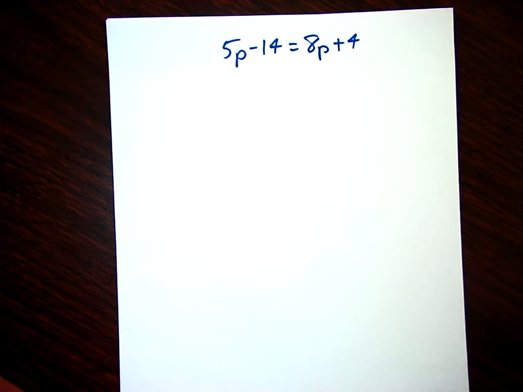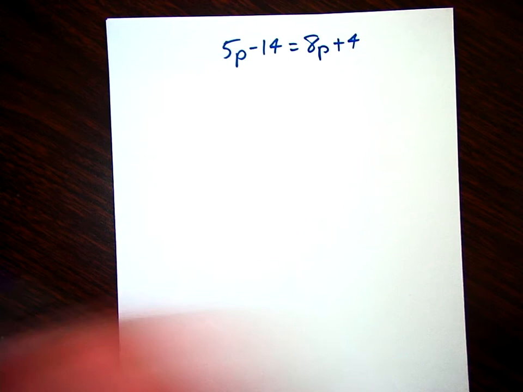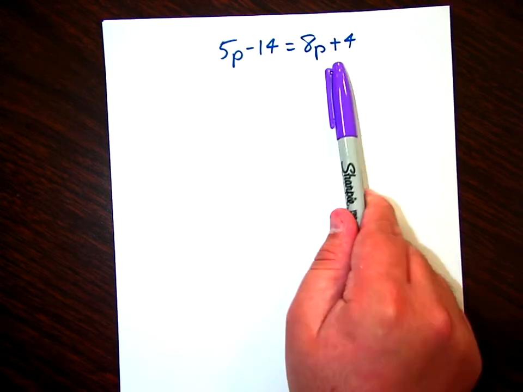We're just going to go through 3 problems today. I do expect them to be in your notes, so you will need to turn this in as a notes assignment. The first problem we're going to do is 5p minus 14 equals 8p plus 4, and we're going to solve this for the variable p. Out of my 5 steps, I know that there's no distribution on either side of this, so we're going to skip that one.